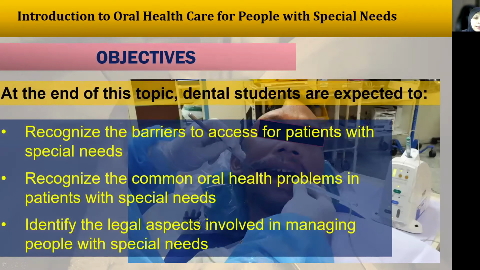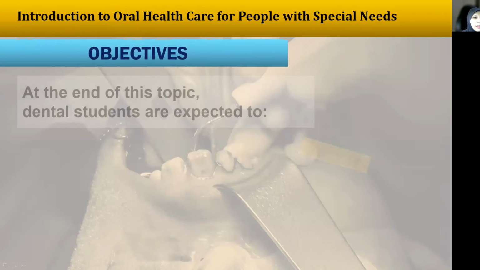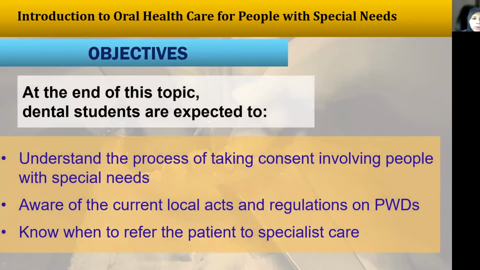Other than that, please also check for yourself after this lecture whether you would be able to recognize the barriers to access for patients with special needs, recognize the common oral health problems in patients with special needs, and identify the legal aspects involved in managing people with special needs. I also hope that you will be able to understand the process of taking consent involving people with special needs, because the process of taking consent for this group of patients is not as straightforward as you always do for other populations. There are things that you need to refer to.